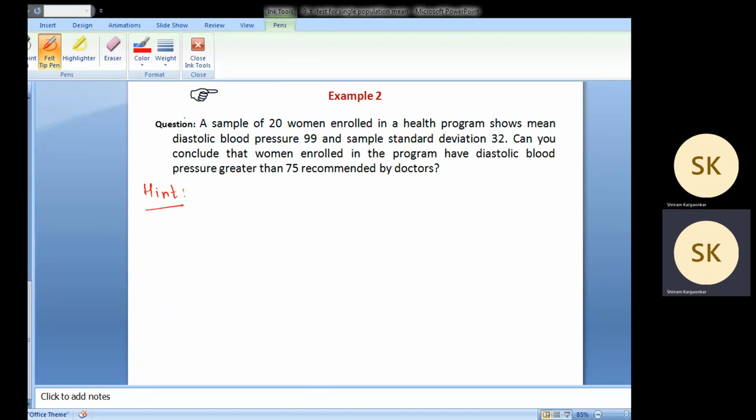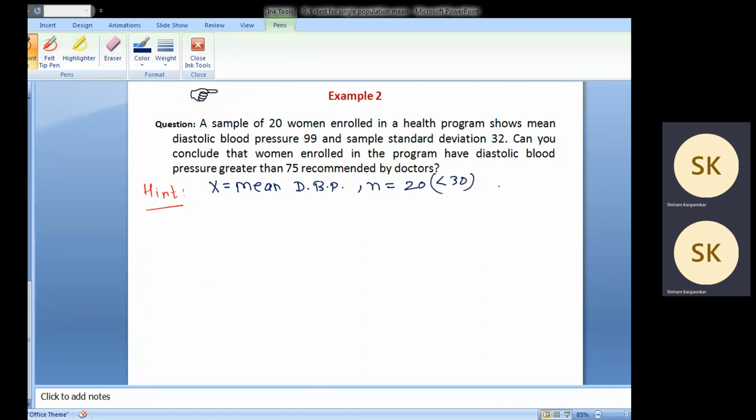In a sample of 20 women enrolled in a health program, the mean diastolic blood pressure is 99 and the sample standard deviation is given. See here, the sample standard deviation is given. So what is the variable? Mean diastolic blood pressure. And what is the sample size? It is 20. It is less than 30, right? So here a t-test will be used for a single population. How many populations? Only one population, right?